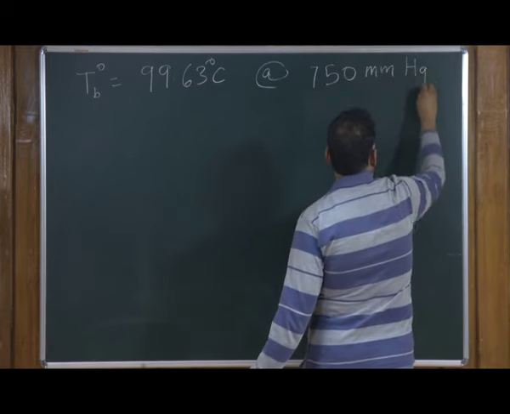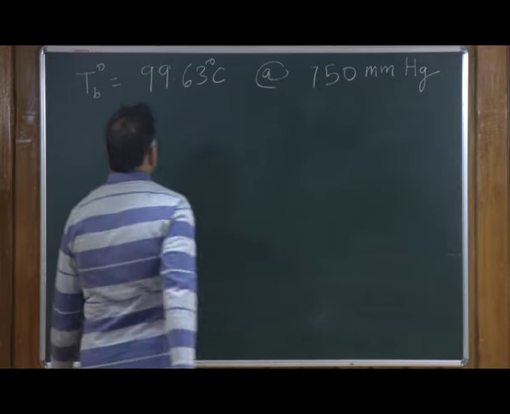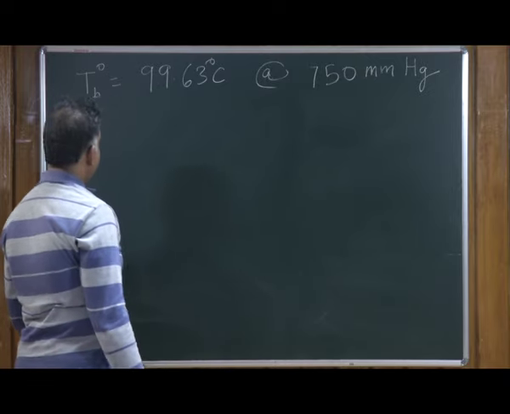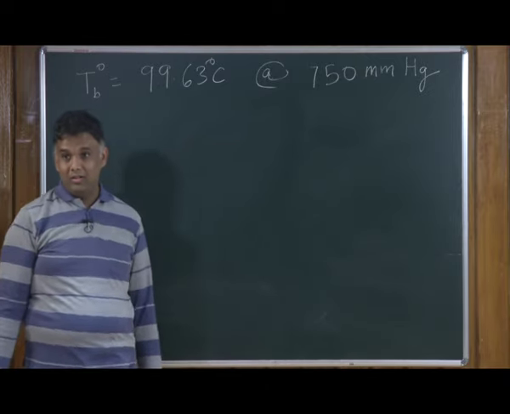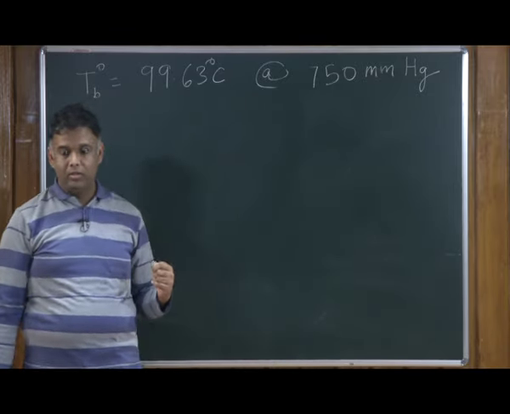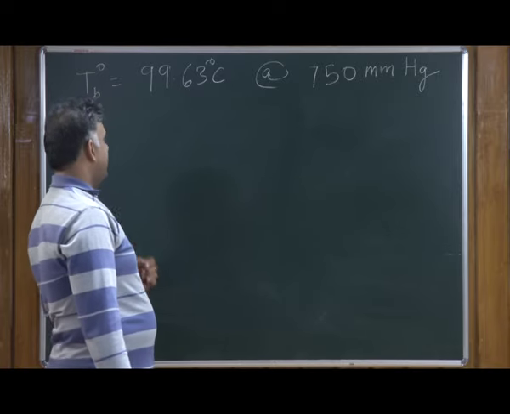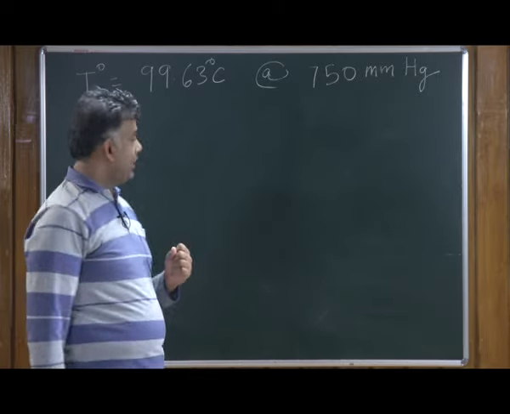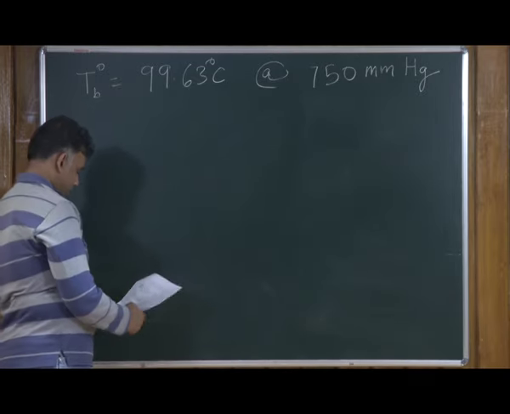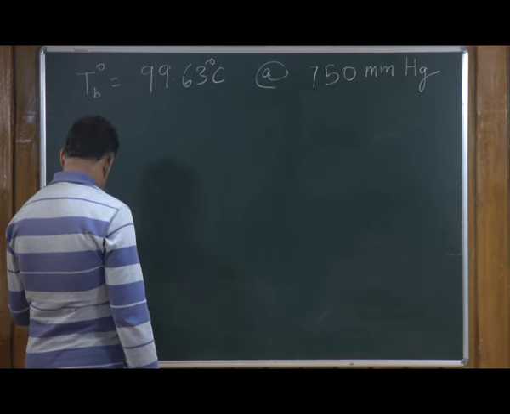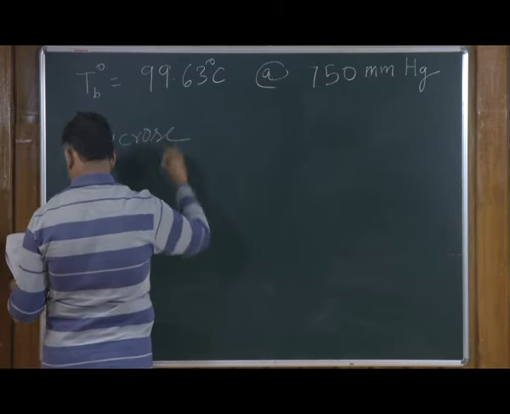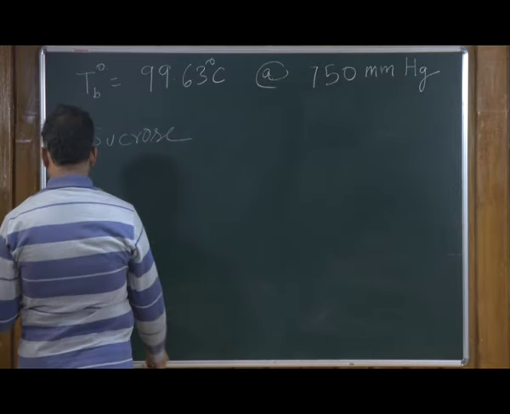750 millimeter Hg. Of course, one might wonder how come this boiling point of water is changing. We know as we go at the higher elevation at some hill station, the boiling point of water changes. It boils at lower temperature and that is due to the external pressure. At 1 atm, the normal boiling point is defined. So, at 1 atm, water boils at 100 degree centigrade, but at 750 millimeter Hg external pressure, water will boil at 99.63 degree centigrade. Okay, and then how much sucrose is to be added? So, we are adding sucrose to 500 gram of water.